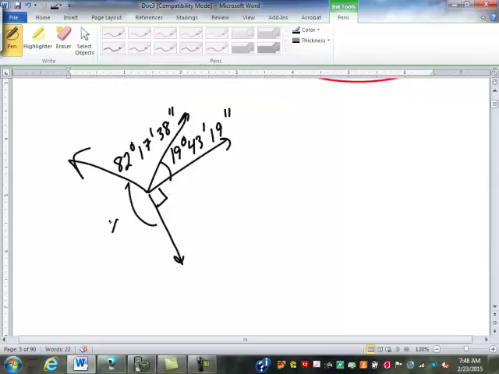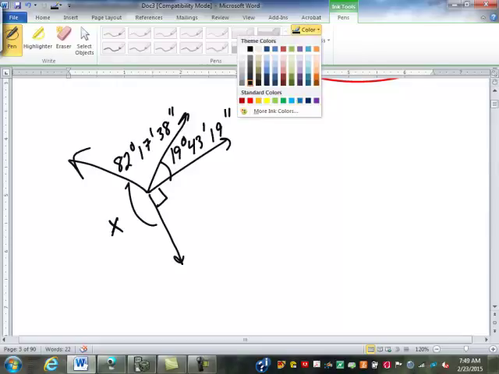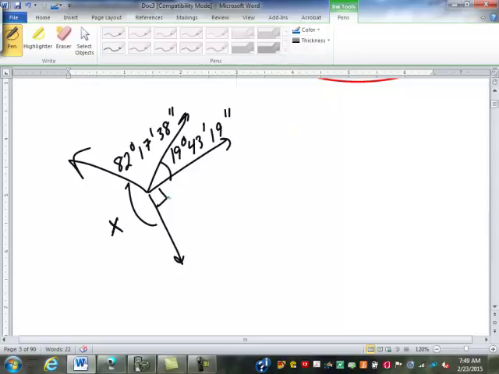I want to know this angle right here. What would I do there? Okay, I could add these all up and subtract from 360. So what am I going to do? Talk me through it.